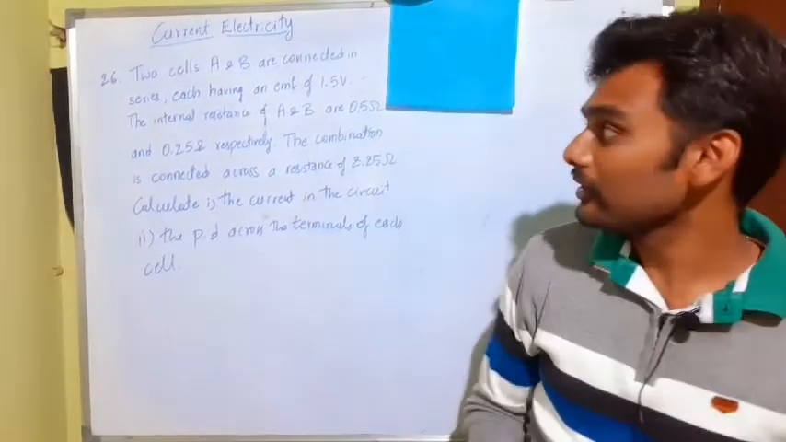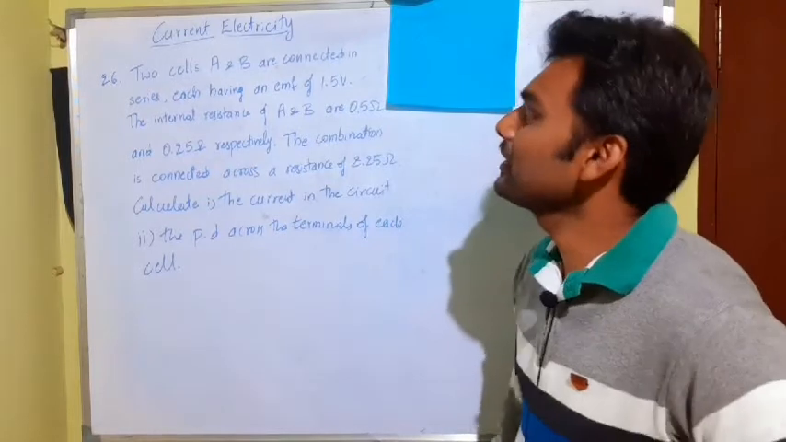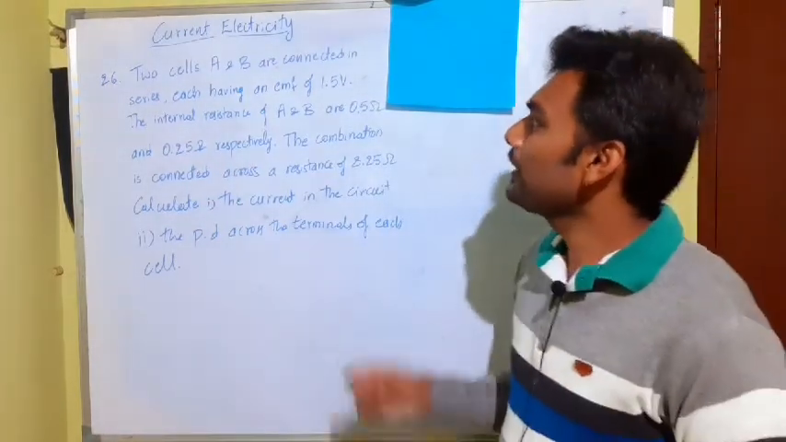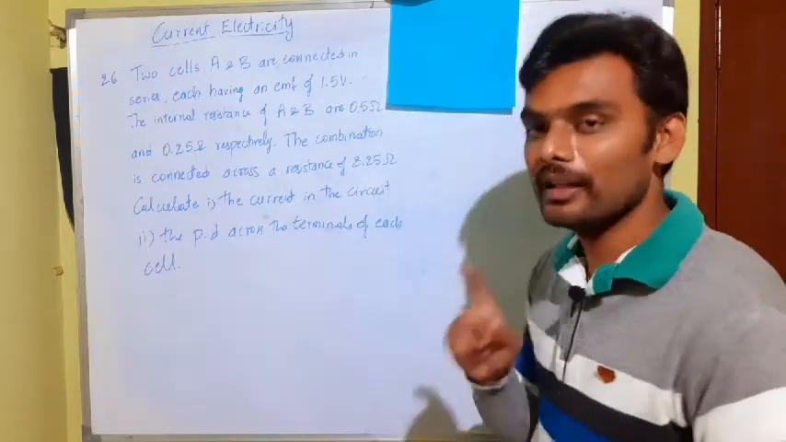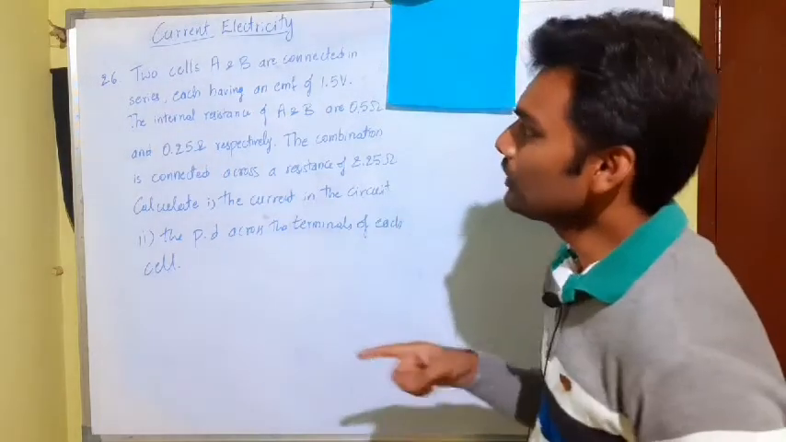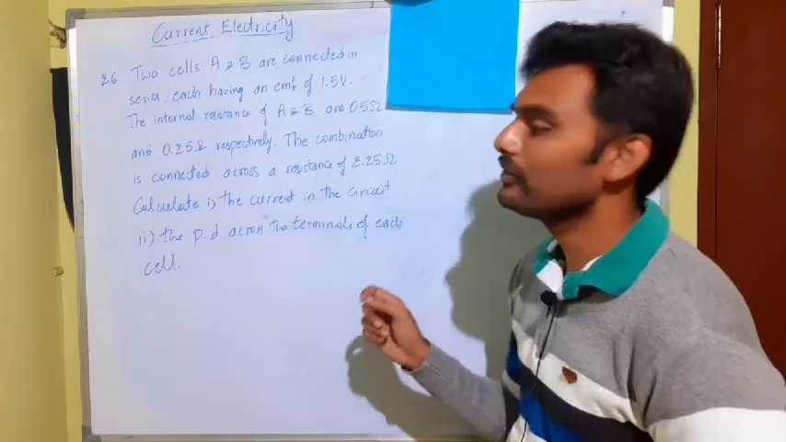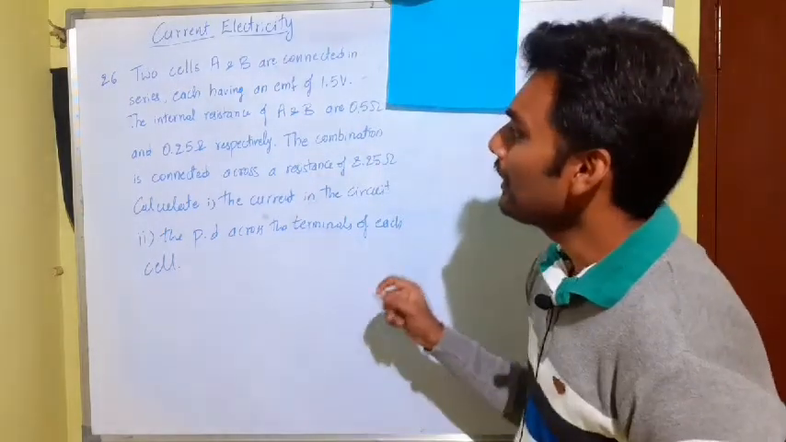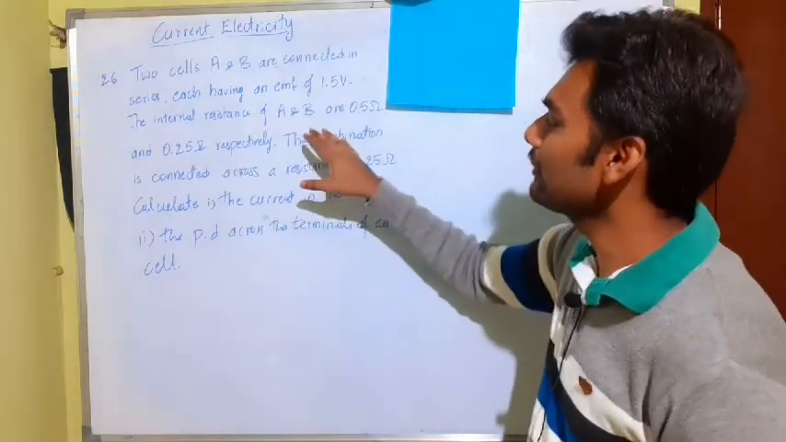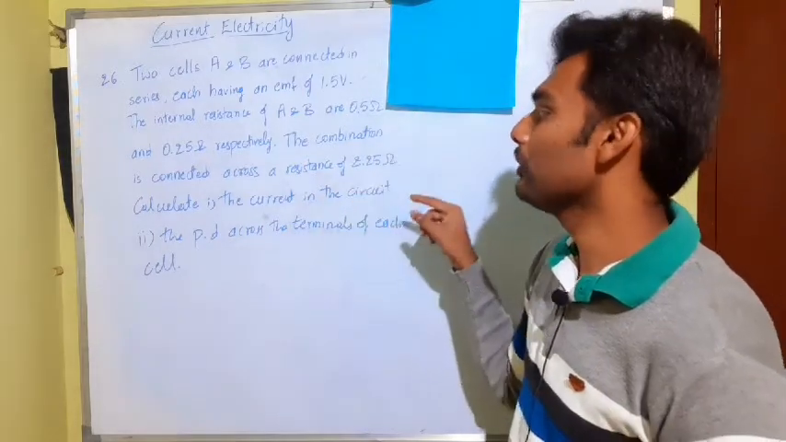Right, the next question, 26, is as follows. Again, this question has got two parts. Let me read the question. Two cells A and B are connected in series. Now this is the question about cells, okay, not resistors. Two cells A and B are connected in series, each having an EMF of 1.5 volt. The internal resistance of A and B are 0.5 ohm and 0.25 ohm respectively.